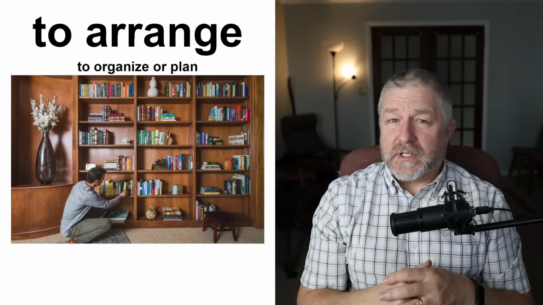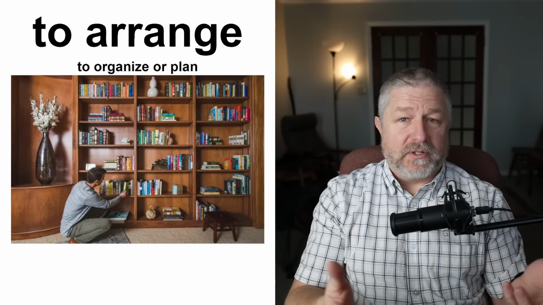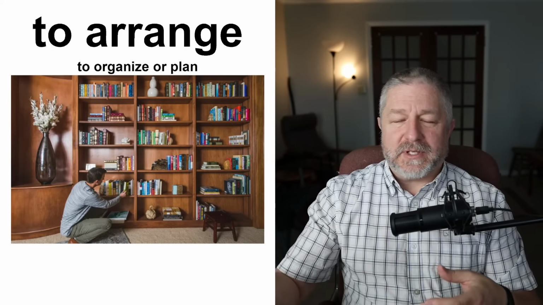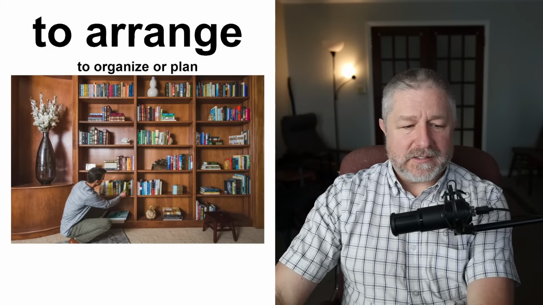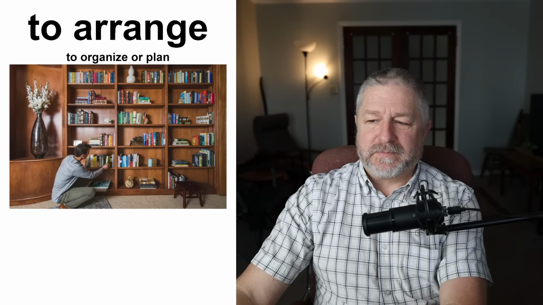We can also use this to talk about planning an event. You can arrange a birthday party for someone. That means you order a cake or you bake a cake and you get some decorations and you do all those fun things. So you can arrange things or you can arrange an event, which means to make it happen.